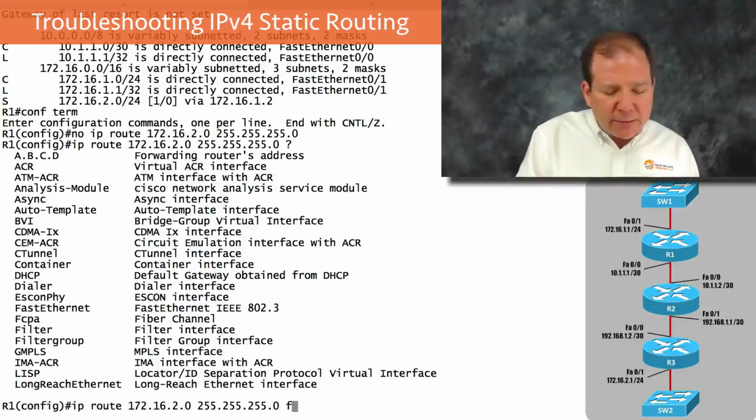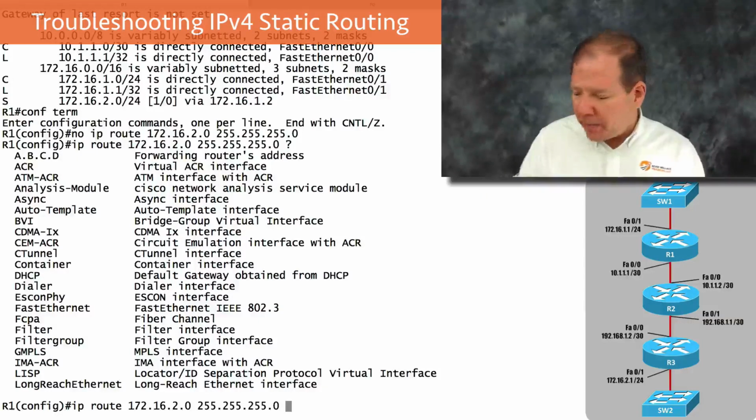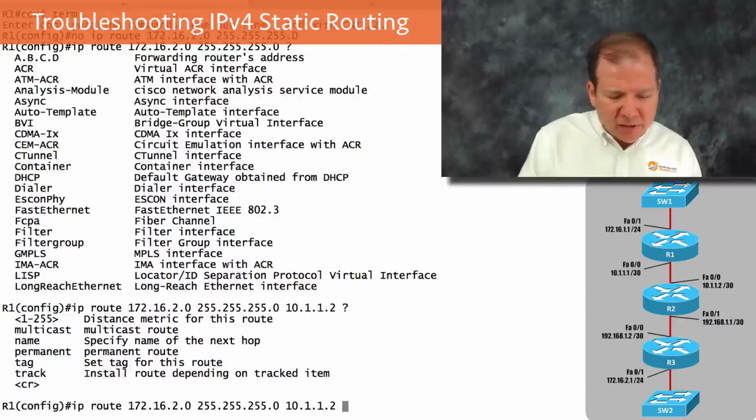So instead of specifying an egress interface, I'm going to specify a next hop IP address. That'll be much better. Let's specify 10.1.1.2. That's the ingress interface on R2. Let's give some more context-sensitive help, by the way. I want to show you this.